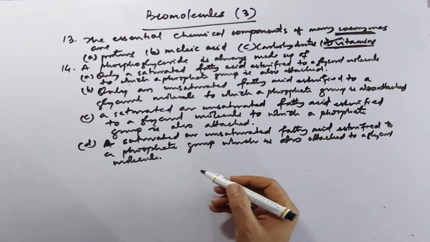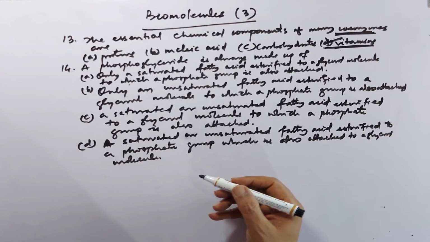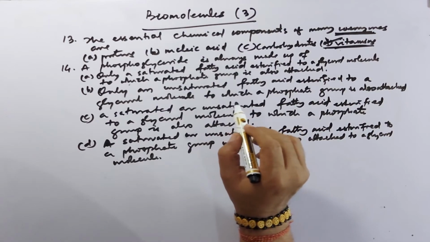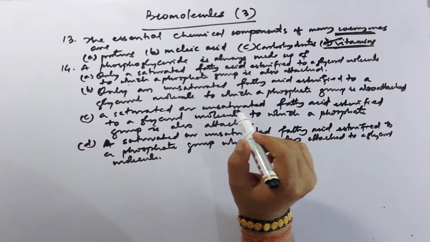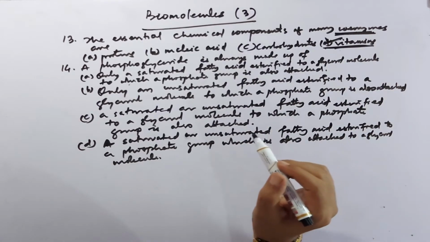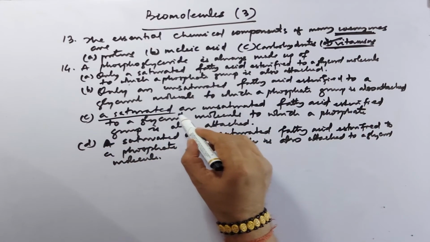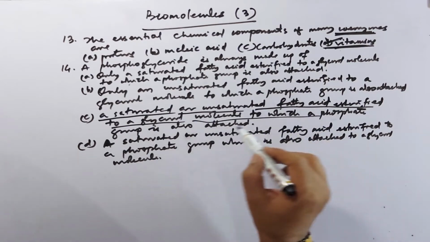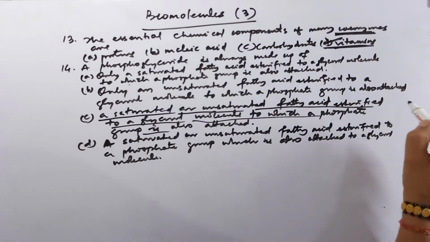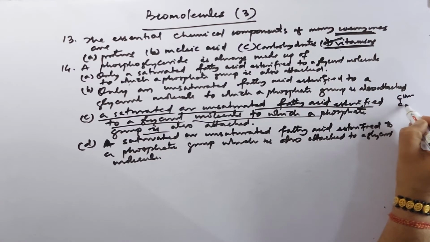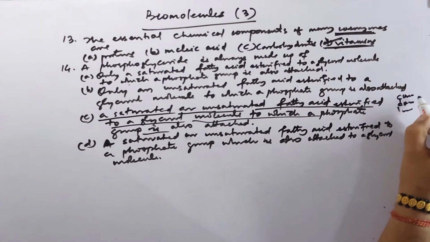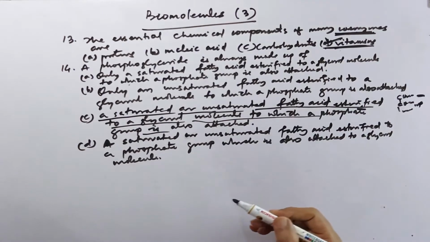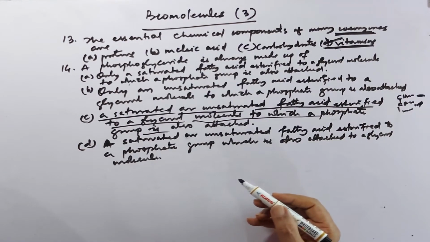So the important thing is phosphoglycerides are always made up of either saturated or unsaturated fatty acids esterified to a glycerol molecule, and a phosphate group should be attached. So the correct option is saturated or unsaturated fatty acids esterified to a glycerol molecule with a phosphate group attached. So here we can draw the structure: CH2OH, the trihydroxy alcohol glycerol, and the fatty acid should be there, and the phosphoric acid phosphate group should be attached. So this is the correct option.